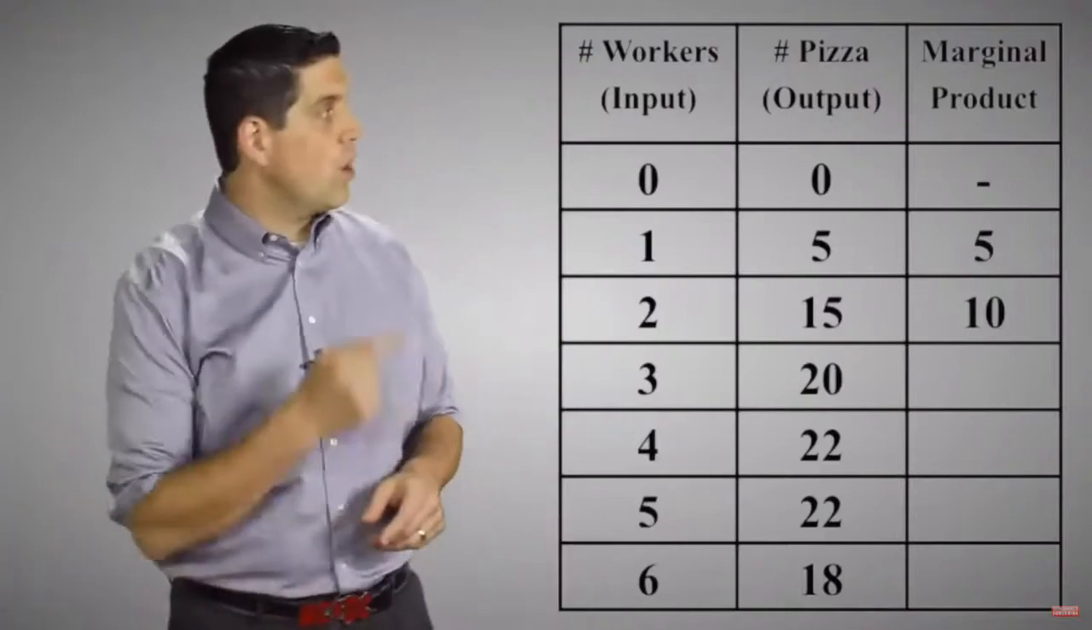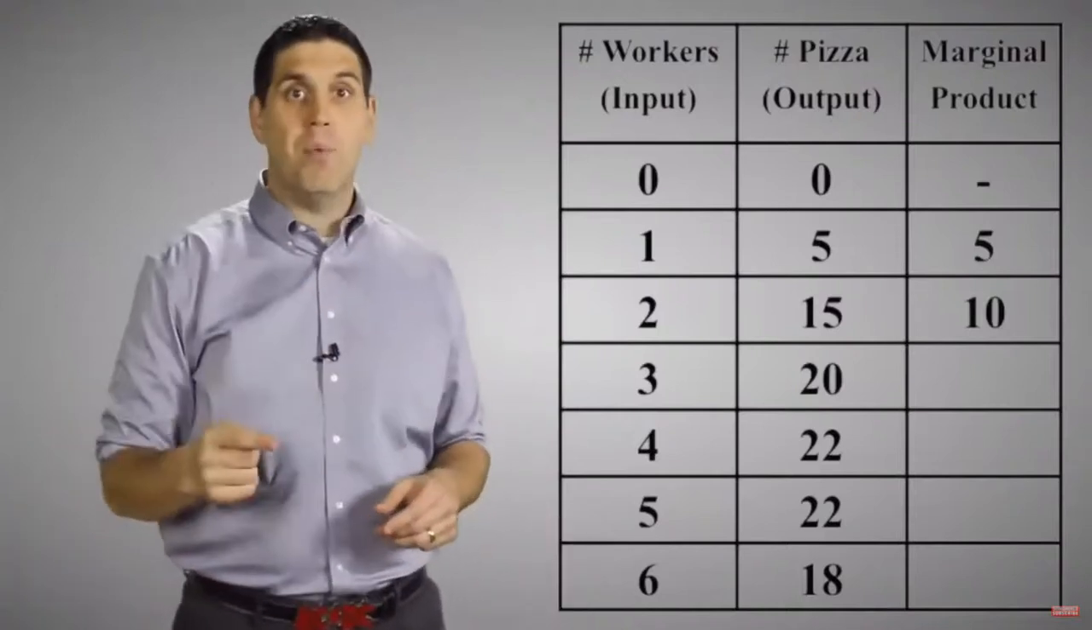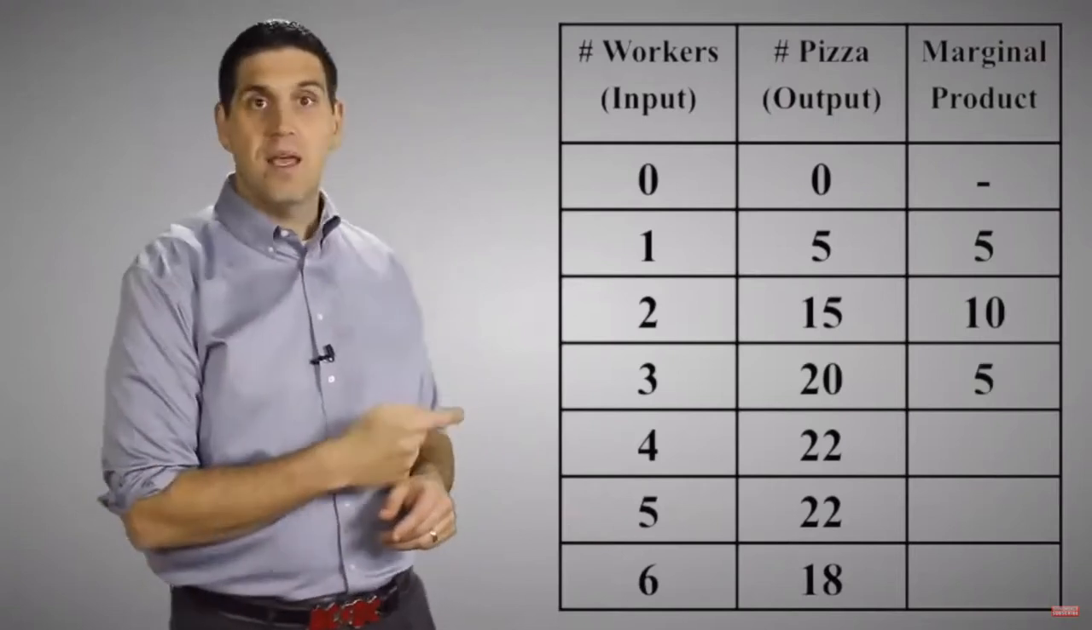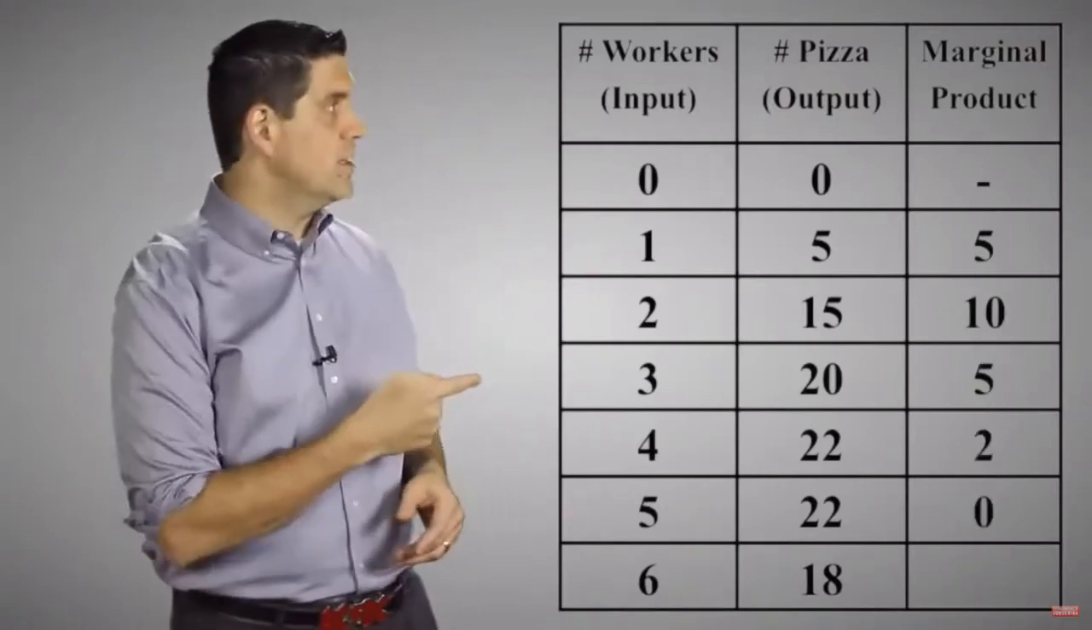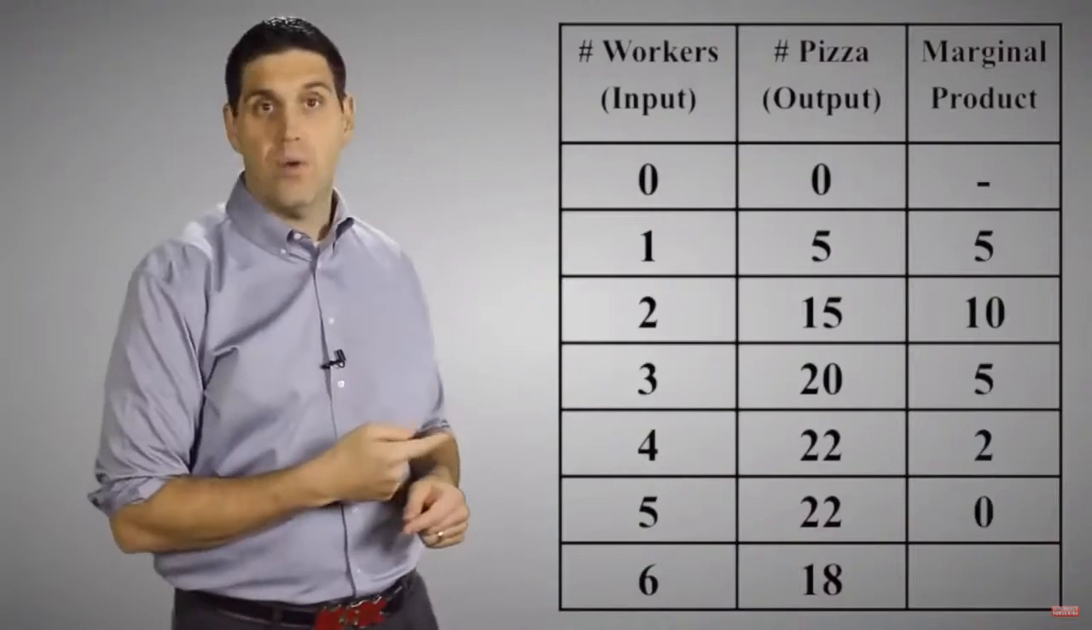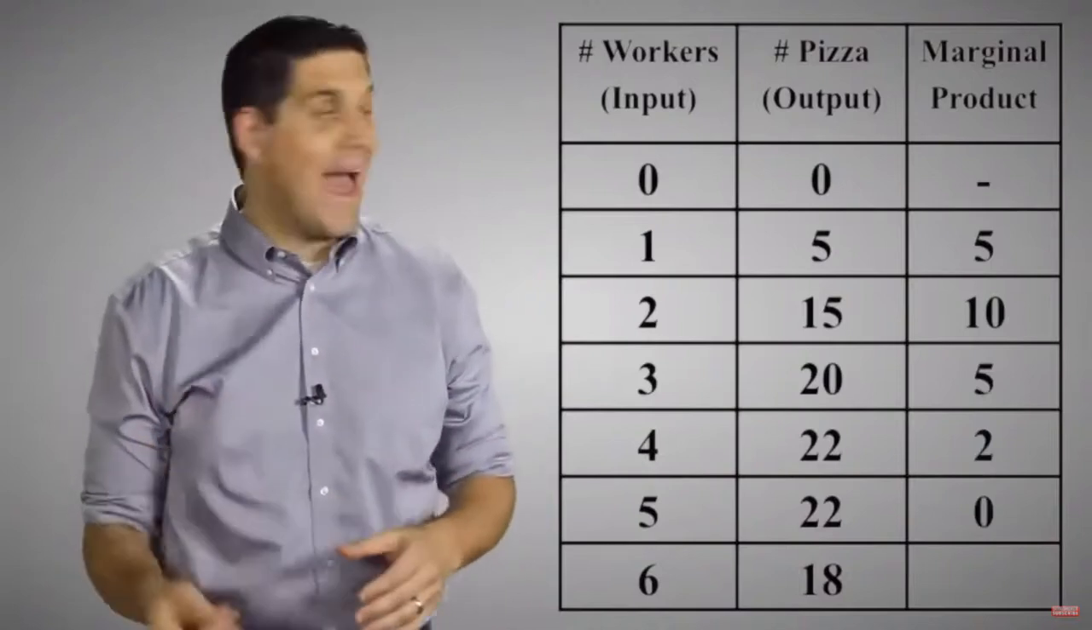3 workers can produce a total of 20 pizzas, but the additional output produced by that third worker is 5 pizzas. And of course the fourth worker adds an additional 2 pizzas, and the fifth worker adds an additional 0. But now at the sixth worker, the total output actually falls.